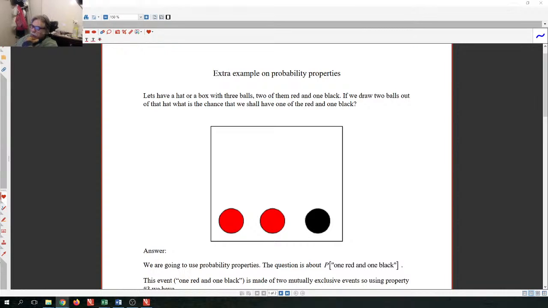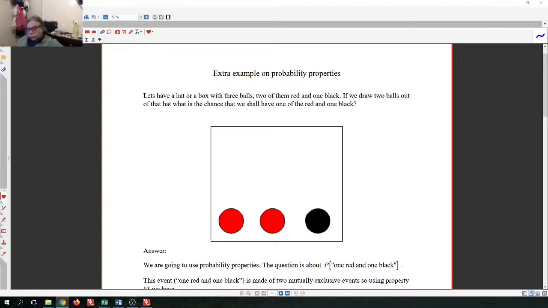Right, this is an extra example on properties of probabilities. We have those 6 properties in the lecture. I hope you watched the video, and we can use those properties to calculate probability sometimes when it's difficult to calculate in the other way.